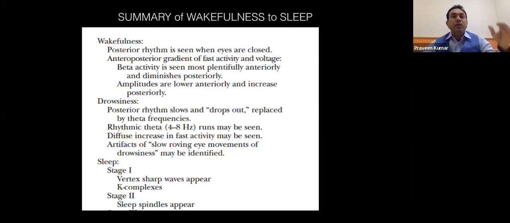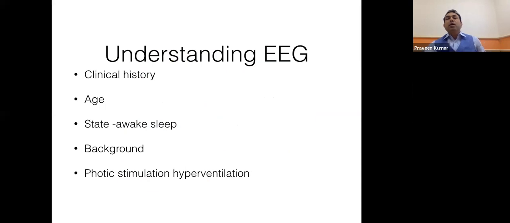So what is the summary? Wakefulness: posterior rhythm, anterior posterior gradient. Sleep: vertex waves, K complexes, sleep spindles. So wakefulness has a posterior rhythm which is reactive to eye opening, and in sleep you get the vertex waves, spindles, and K complexes. In brief, these are the things you have to remember.